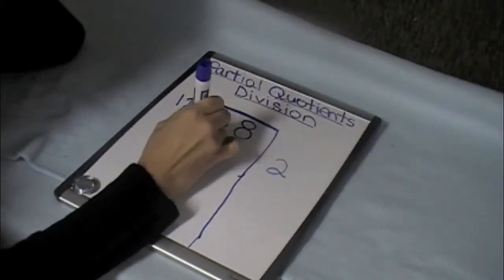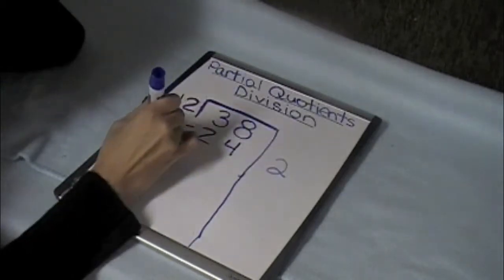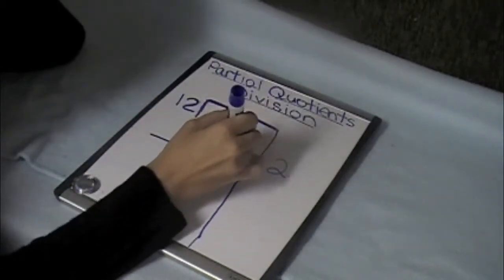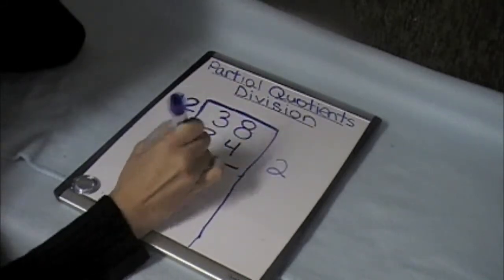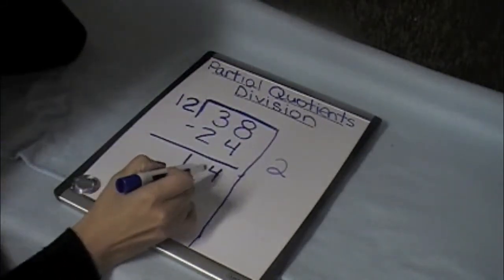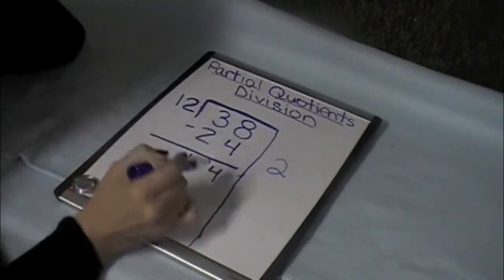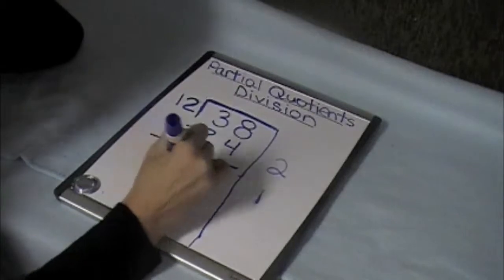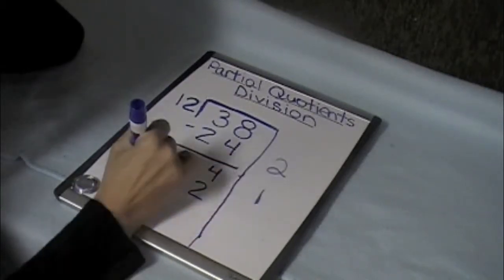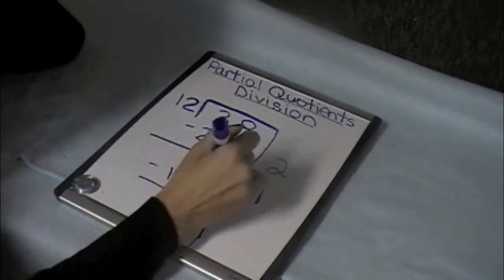So I take 24 away from 38. 8 take away 4 is 4. 3 take away 2 is 1. Now I'm left with 14. That's a problem, because 12 can only go into 14 once. 1 times 12 is 12. 14 take away 12 is, well, 2.